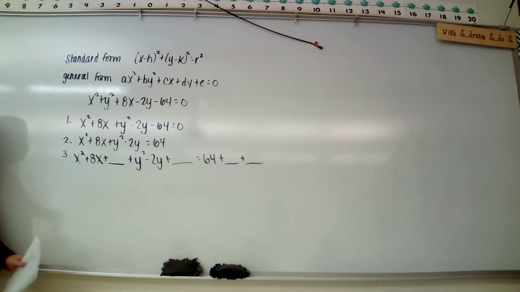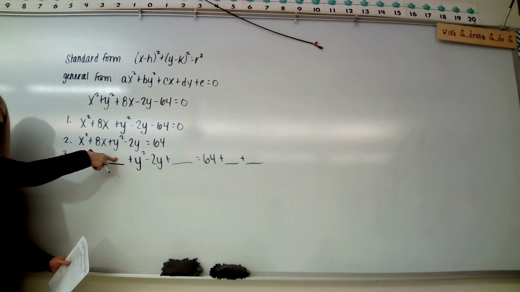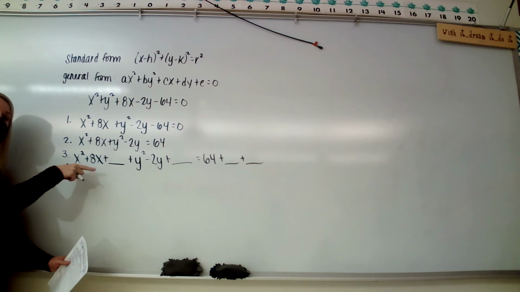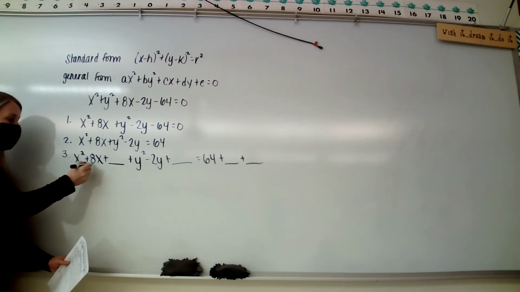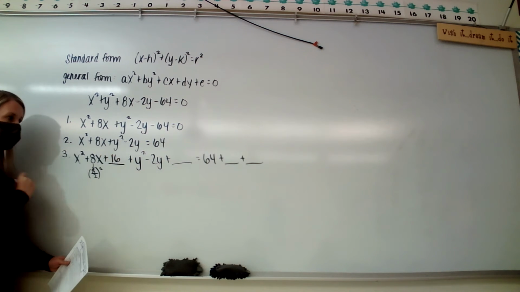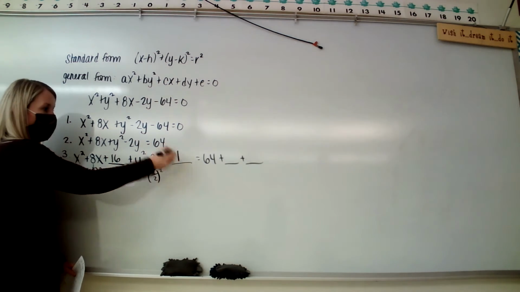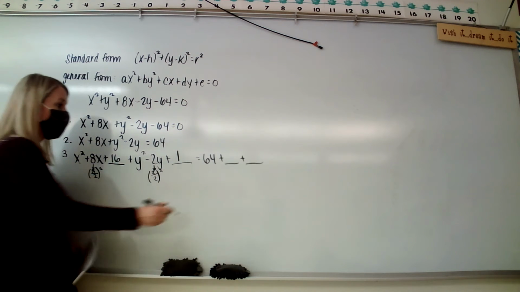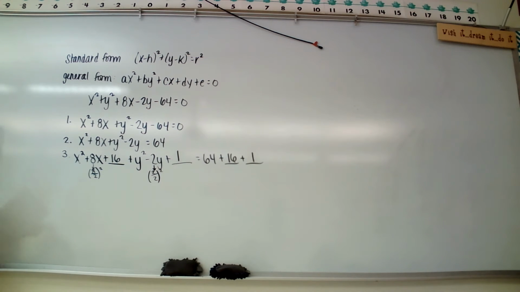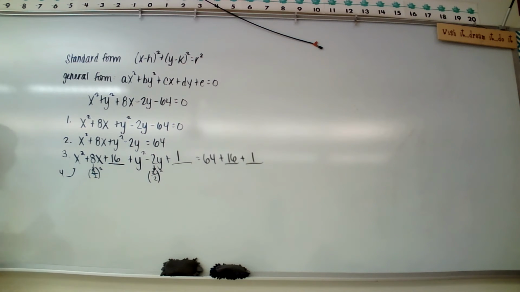Hey, does anyone remember? If the middle term is 8, what would my blank be? Anyone remember how to do it? It would be 16. You take this, divide it by 2, and then square it. So this over 2 squared gives me 16. And then you do the same thing here. This over 2 squared would be 1. So then I'm also going to add 16 and 1 on that side as well. That was step 4, but if you wanted to rewrite it, go for it.